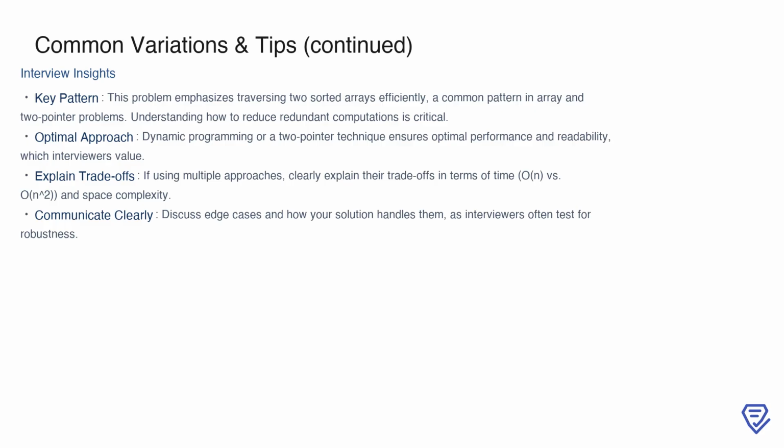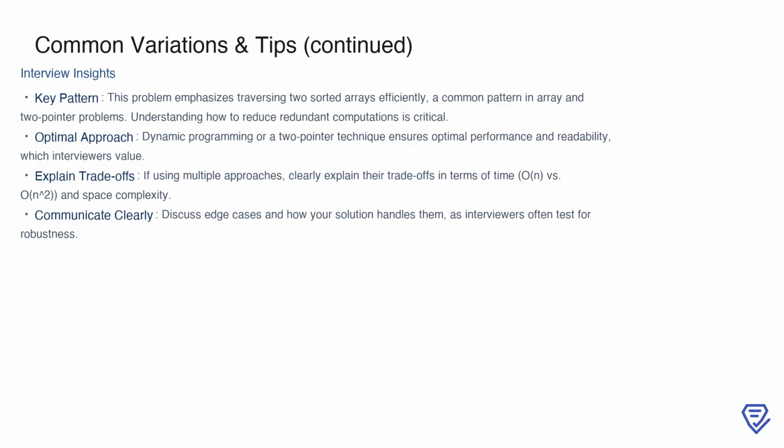This problem highlights an important pattern often seen in interviews: traversing two sorted arrays efficiently. Mastery of this pattern, which includes minimizing redundant computations, can give you an edge in similar problems. Interviewers also value solutions that balance performance and readability. Using dynamic programming or the two-pointer technique achieves both, as these approaches are optimal in terms of time complexity and easy to follow. Additionally, being able to explain the trade-offs between different approaches, such as O(n) versus O(n squared) time complexity, demonstrates a deeper understanding.